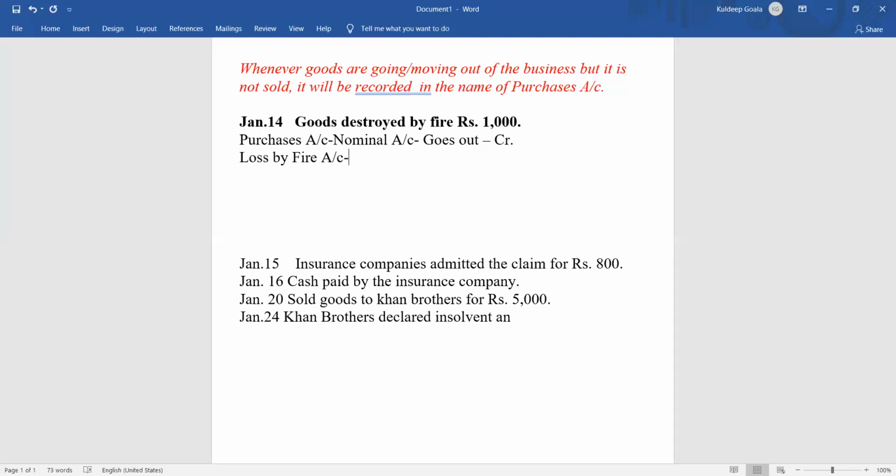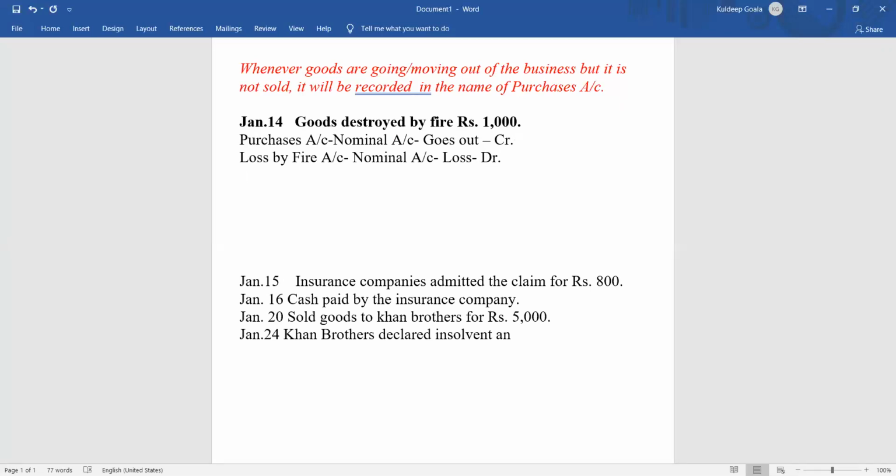Again, loss by fire. Loss by fire is also a nominal account. How? Because loss always refers to nominal account, because loss by fire is also a loss, so that's the nominal account. And what you will do is find out the rule. Nominal account rule says that debit losses and expenses, credit gains and income. So it's a loss, so loss will be debit, right?